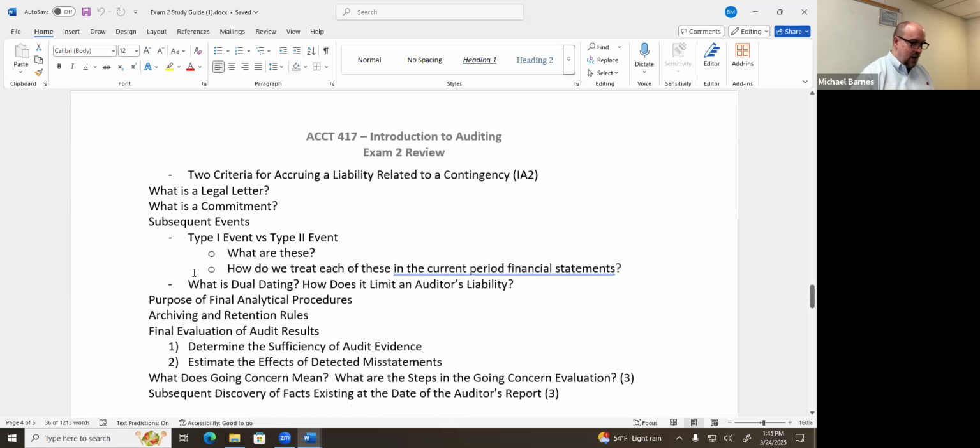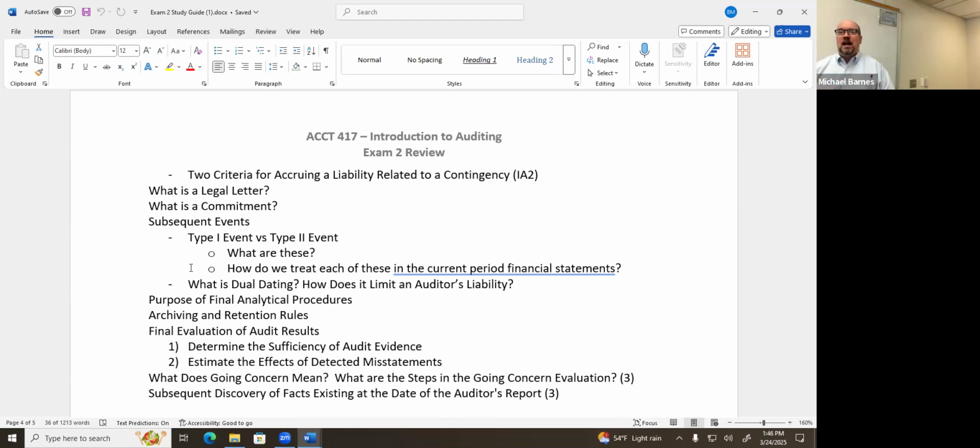All right, type 1 versus type 2 events. These are very important, okay? So what is the difference between these? Type 1 event, the conditions existed at the balance sheet date and were resolved before the issuance of the financial statements, okay? Type 2 event, the conditions did not exist at the balance sheet date, but it is significant enough that shareholders will want to know about it. An example of each: a lawsuit is a good example of a type 1 subsequent event. A natural disaster is an example of a type 2 subsequent event.